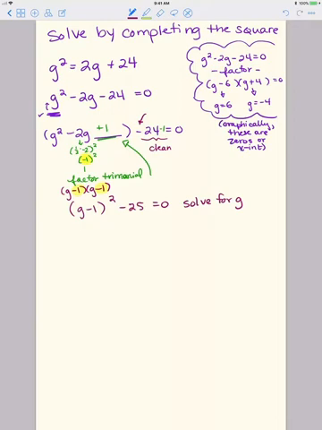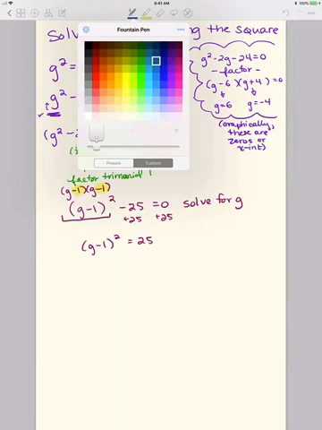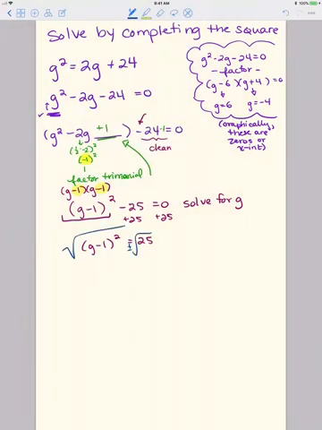So I want to get the g by itself, which is going to involve a plus or minus of a square root. But I have to get this chunk that's squared by itself. So I'll add over the 25. And I'll get g minus 1 squared equals positive 25. Then I will plus and minus the square root. And you get g minus 1 equals plus or minus 5, since 25 is perfectly square rooted. And then you'll add the 1 over. And that'll look like 1 plus or minus 5. So your two answers are 1 plus 5, which is 6, and 1 minus 5, which is negative 4.